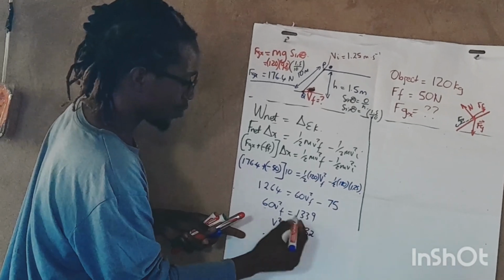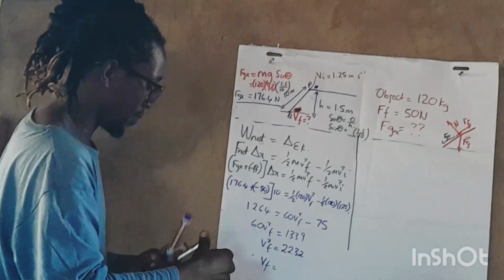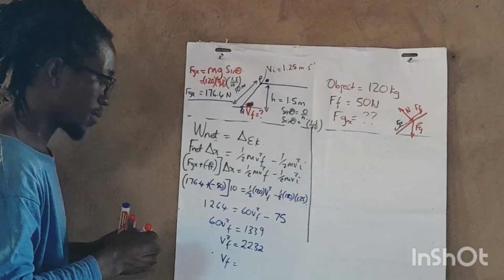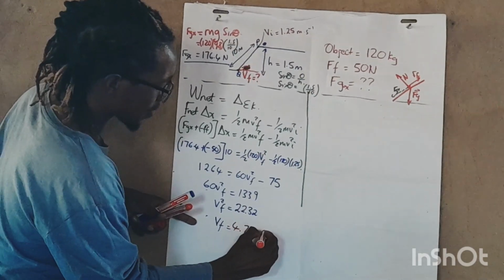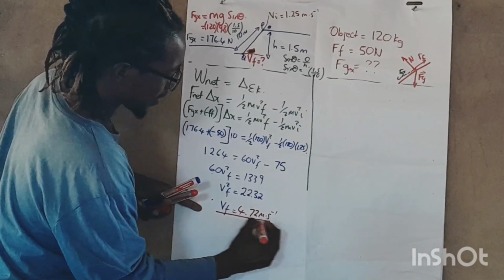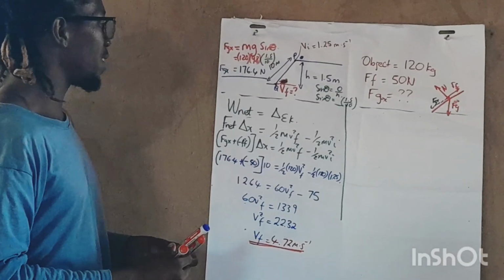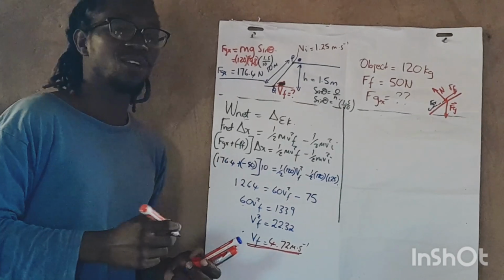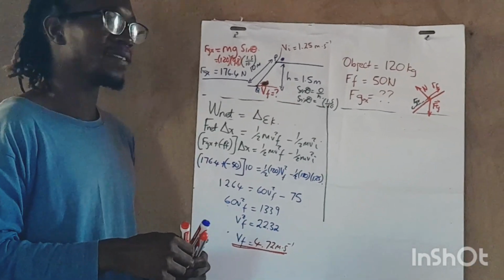22.32, and then we square root. 4.72 meters per second. This was our final velocity there, right? Let's try to use the work done by non-conservative force to see if we can get the same answer.